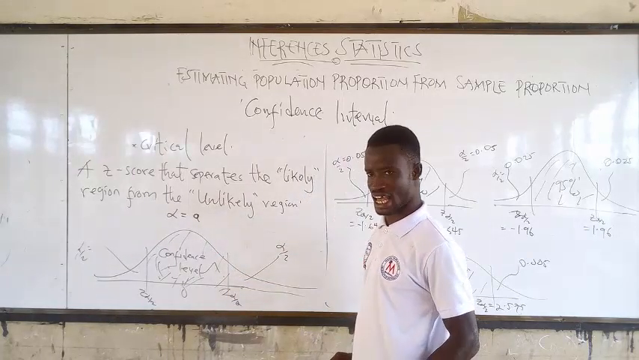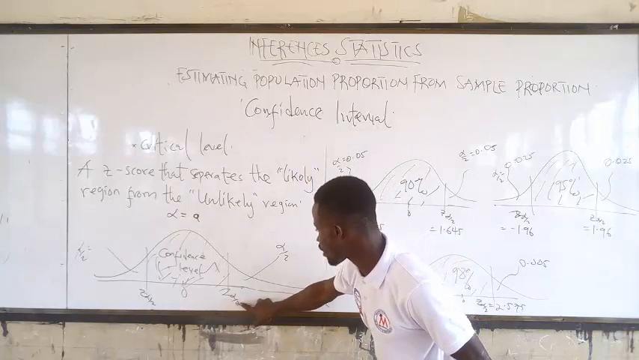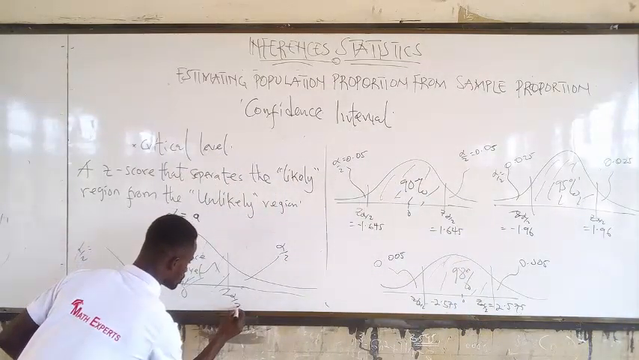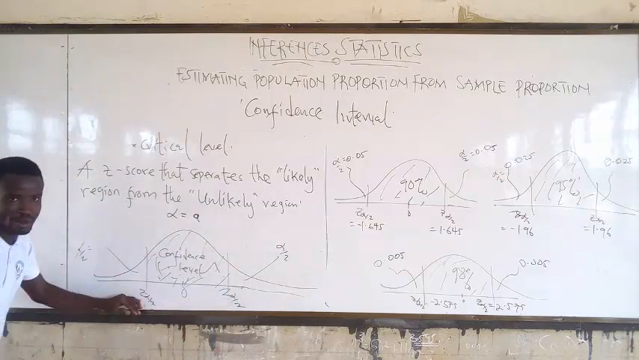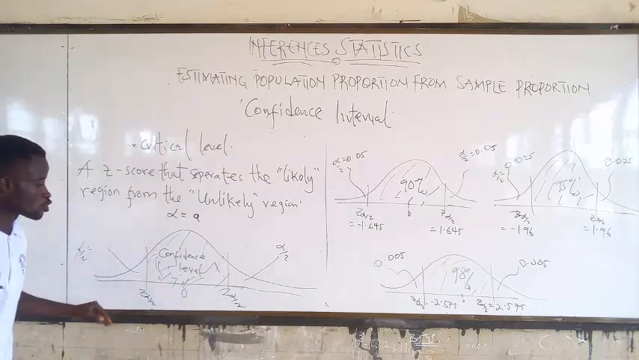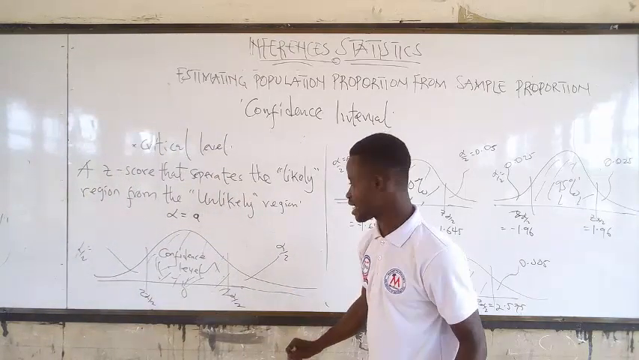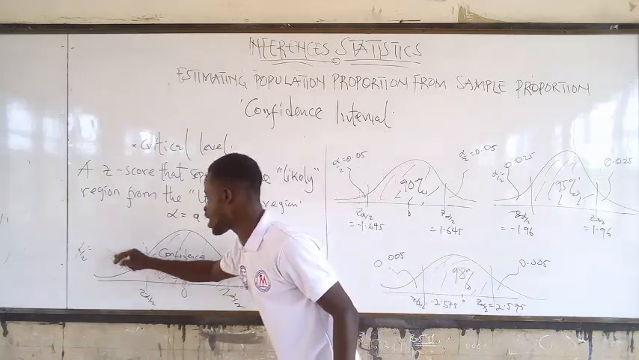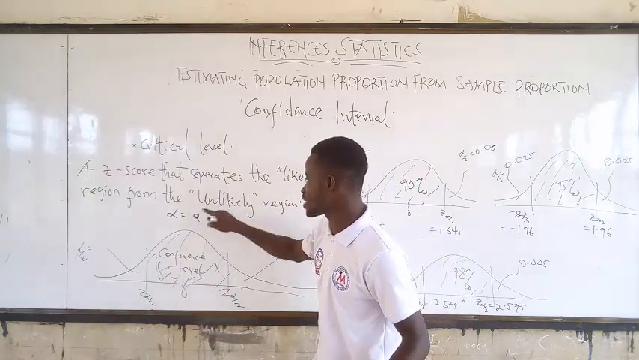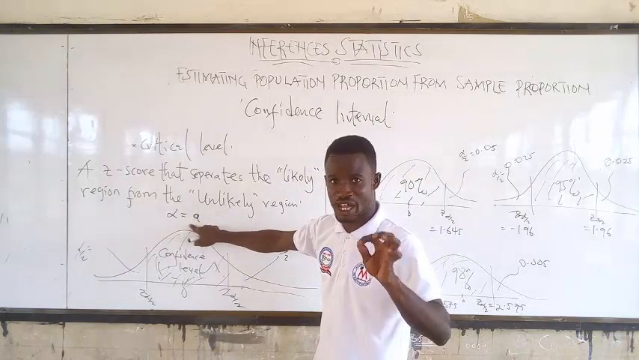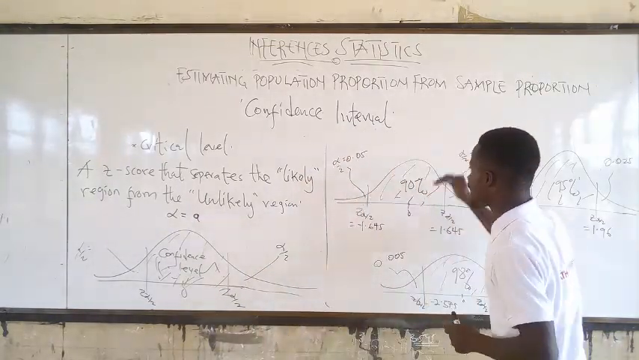In order for you to get the z-scores, you cannot just use all the alpha here. What you have to do is divide the alpha by 2. So you divide the alpha by 2 to get this part, then divide the alpha by 2 again to get this part. This will be the negative part and this will be the positive part. The area here and the area here should be the same, not the same as the alpha you are given, but the alpha divided by 2.